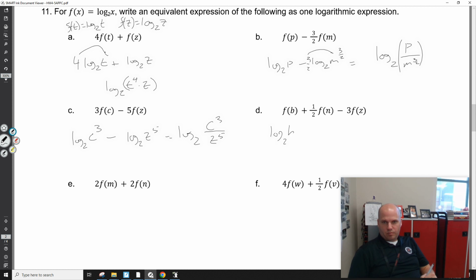Log base 2 of b plus log base 2 of n to the half minus log base 2 of z cubed. Combining them, I have b times the square root of n over z cubed.